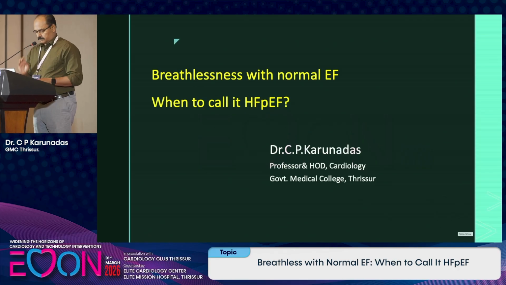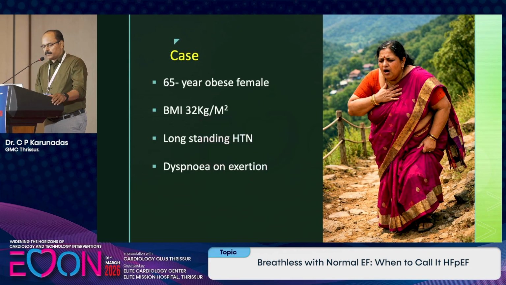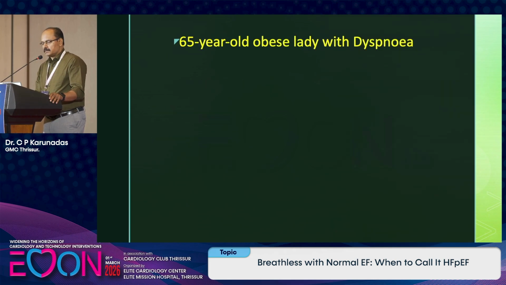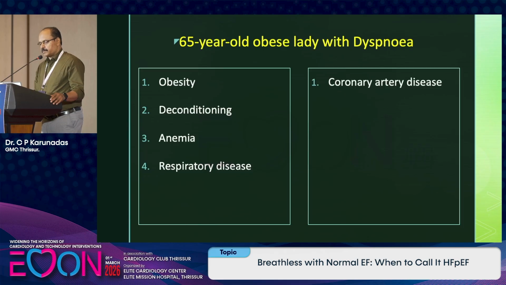Good afternoon. The case is a 65-year-old obese female with a body mass index of 32, long-standing hypertension, and dyspnea on exertion. As physicians and cardiologists, when a 65-year-old lady complains of breathlessness on exertion, naturally we will be considering various differential diagnoses. One is obesity itself. Second, she is not tuned to exercise, there is deconditioning. Other factors like anemia or respiratory problem.